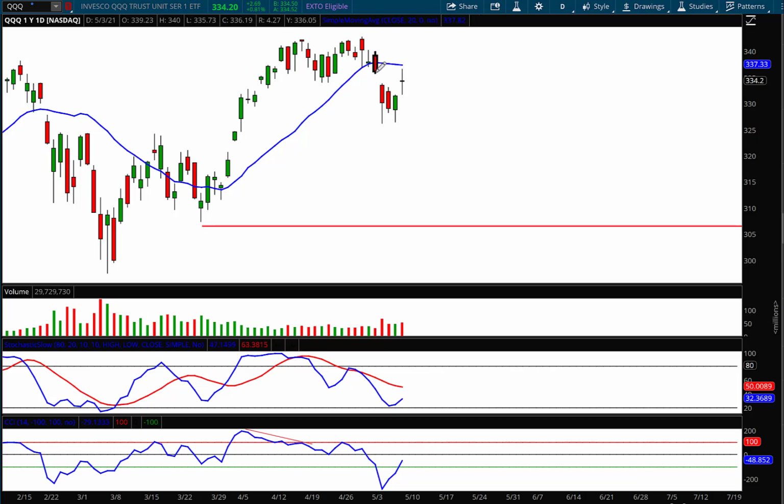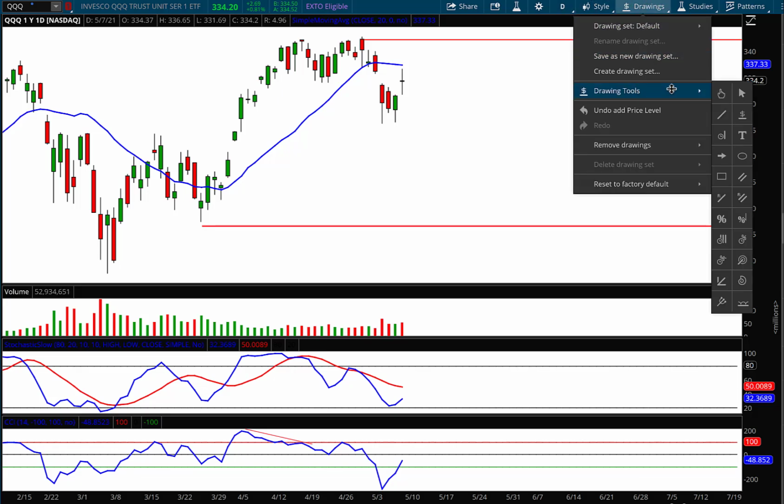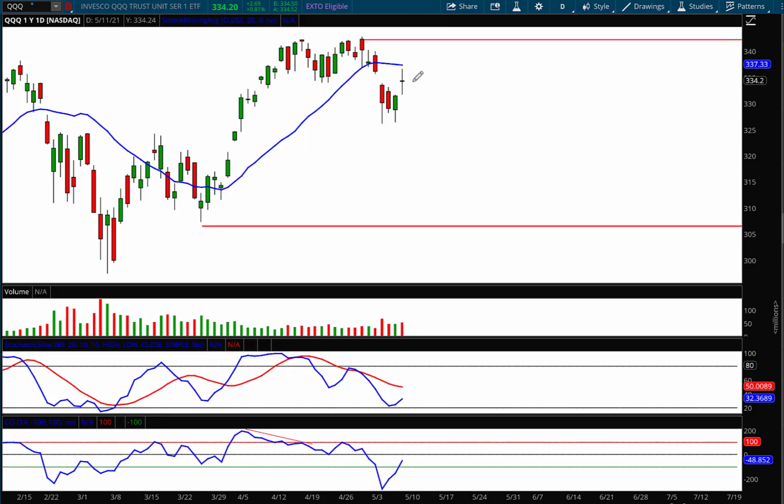Today, we filled this gap here. We filled that gap. There is resistance up here at the top, which I do believe the Qs are going to reach and turn back from. So here's the forecast. Next week, I think we're going to go up, test that resistance, and then pull back from resistance. So probably Tuesday, Wednesday, maybe into Thursday, looking at a price target of 341.35 on the Qs.